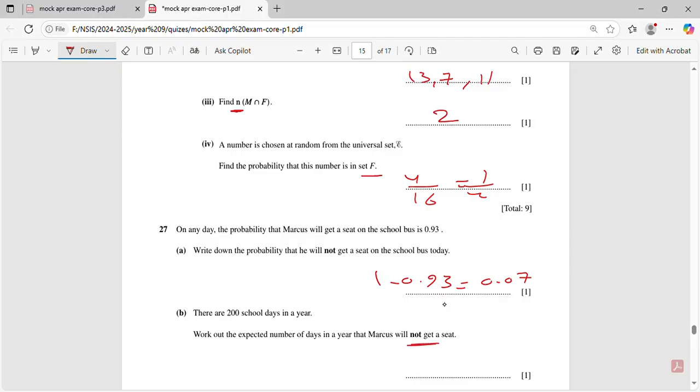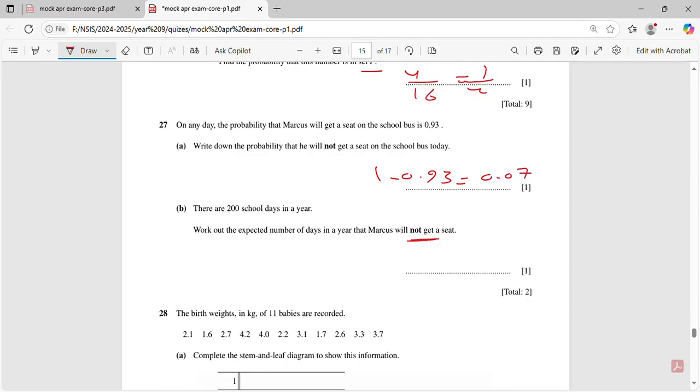What do we have to do in this condition? Question number 27, part B. As he said in 200 days, and I already know 200 times 0.07, which is 7 over 100, equals 14, because I will cancel the two 0s together.